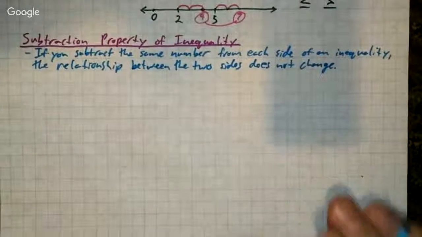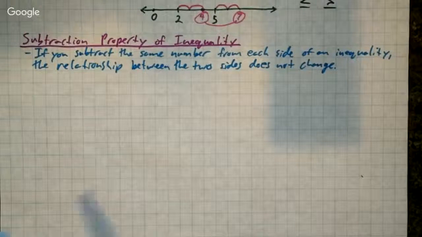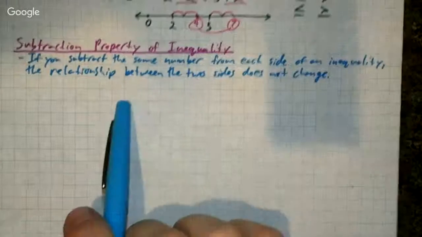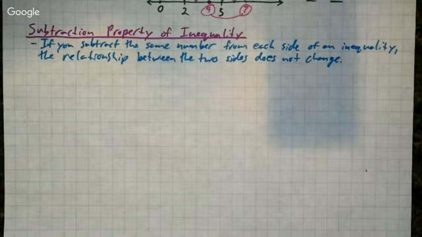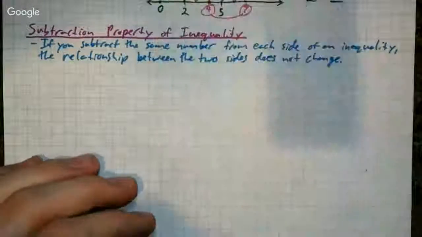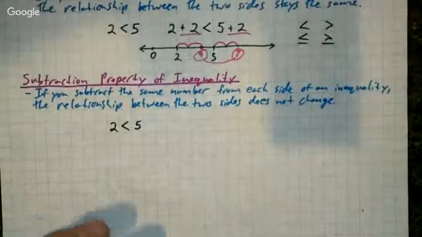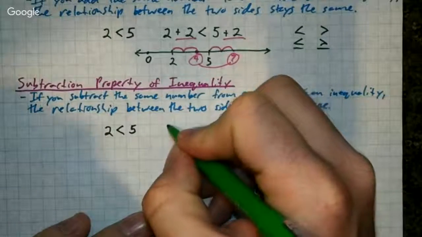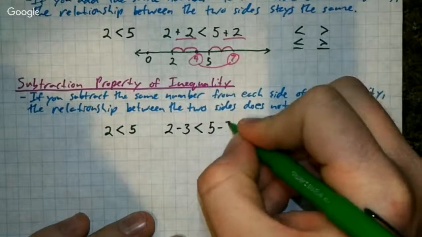So once again, it's the same as we see when it's an equality. If it's an equation and you subtract the same number from both sides, it's still going to be equal. In this case, if you subtract the same number from each side, the relationship's going to be the same. So let's do another quick, very simple example. I'm going to use my same numbers from our first one, which is 2 is less than 5. We all know that that's true. Now, let's say 2 minus 3. Is it still less than 5 minus 3?